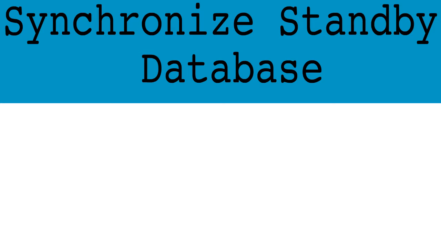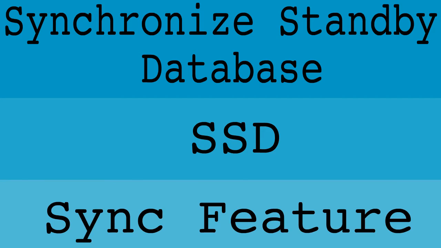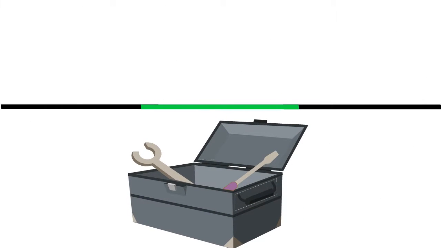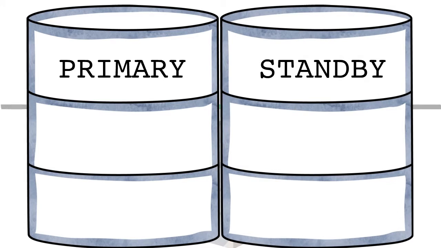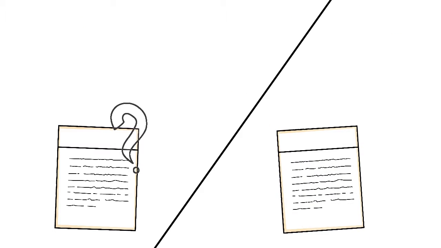Synchronized Standby Database, SSD, or sync feature, is an option available to Dbvisit Standby. It helps you to overcome unrecoverable gaps and helps fix logical corruption between the data on your primary database and the data on your standby database. We can use the sync feature to recover lost or corrupt archive log files.